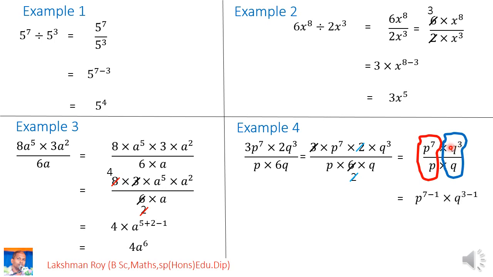Now see, p to the power 7, here index 1 you have to subtract because of division. Here also q to the power 3 you have to subtract 1. Then you can write the answer as p to the power 7 minus 1, which is 6, and q to the power 2. So you see.